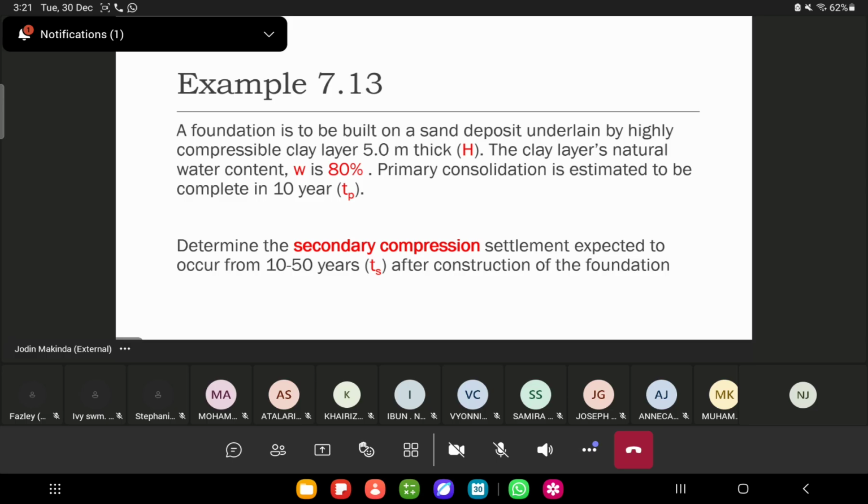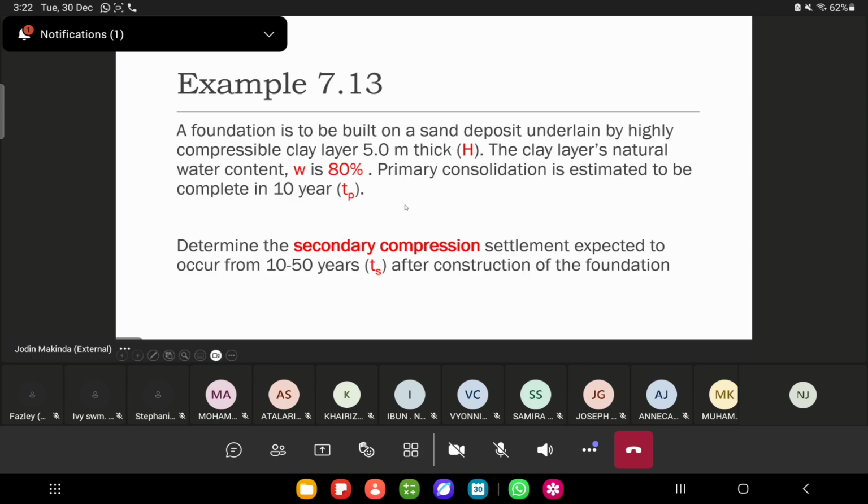Let's look into this example. In this example, a foundation is to be built on sand deposit underlain by compressible clay 5 meter thick. The natural water content is 80%. Primary consolidation stops in 10 years. What is the secondary compression between 10 to 50 years?